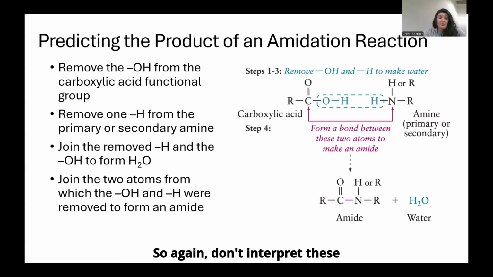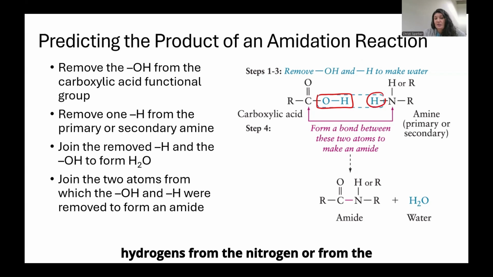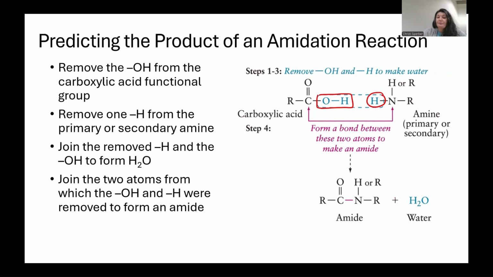So again, don't interpret these guidelines as the actual order to which the bond making and breaking occurs. It's just to help you predict the products. So we take out the OH from the carboxylic acid and one of the hydrogens from the nitrogen of the amine. This becomes water. And then we create a bond between nitrogen and carbon to form the amide.